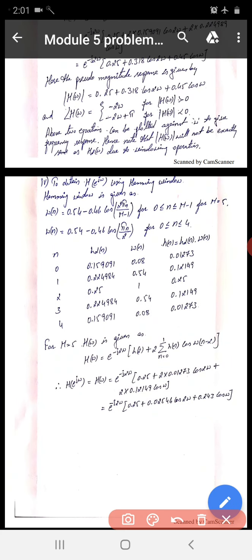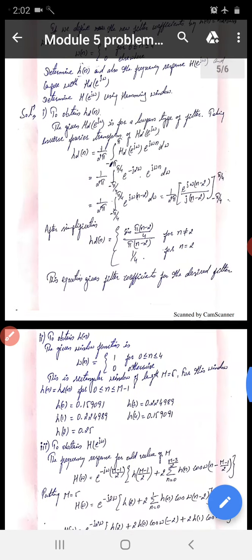In this case, using the Hamming window, this is the equation for the Hamming window. That is omega of n is equal to 0.54 minus 0.46 cos (2 pi n divided by m minus 1), for n varying from 0 to m minus 1. Okay, what you have to do? We got our HD of n value already.